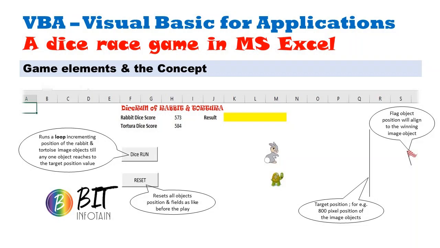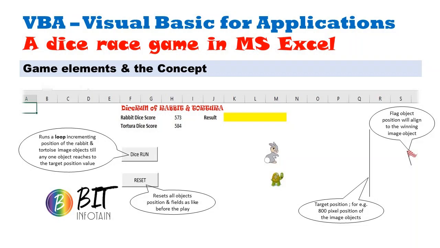So just another example. What we're going to do here is, as you can see, the elements that are required: you need two buttons. One is to make these characters run, and these characters are nothing but the rabbit, the tortoise, and the flag. They are all image objects. So there's a reset button. Once anybody presses that reset button, it will reset all the values to the point where you begin the game.